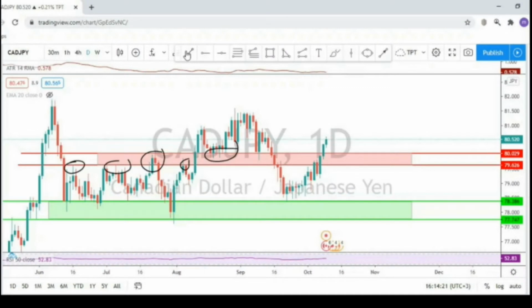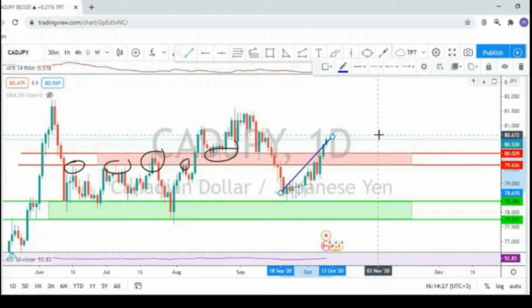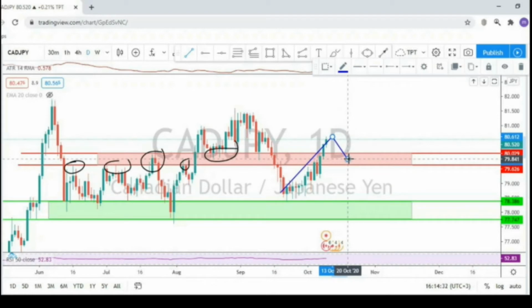Just broken above this level of structure. Now, since it has broken above this level of structure, what am I looking for? I'm looking for a pullback at this level of structure, then expect the market to continue to the uptrend. This is a trend continuation strategy.